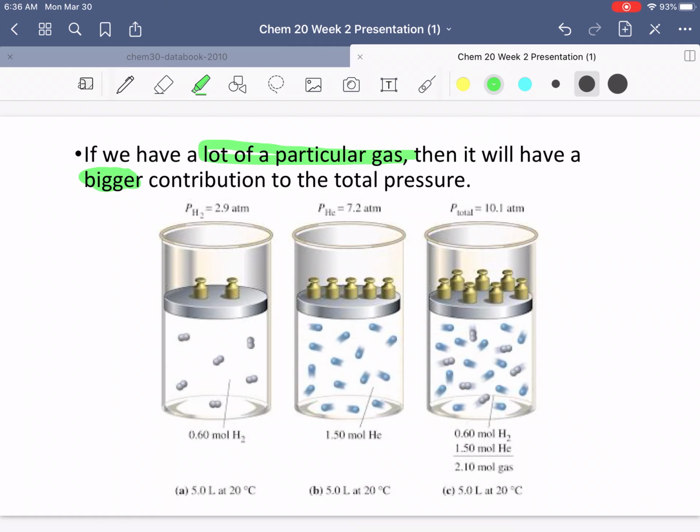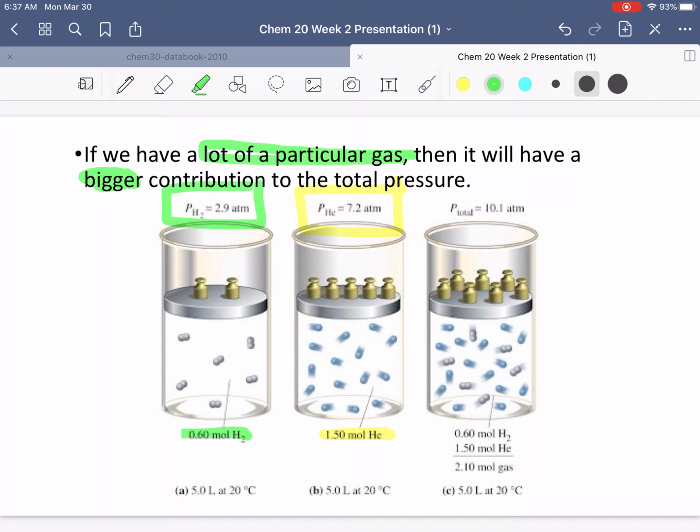Take this type of diagram and consider it. We have the pressure of hydrogen gas contributing 2.9 atmospheres. Atmospheres is just another pressure measurement. Vice versa, we've got another one that's contributing, and this is helium. Helium's contributing quite a bit more, 7.2 atmospheres. And notice there's a greater amount of helium than there is of hydrogen, right? 1.50 moles of helium versus only 0.6 of the hydrogen.